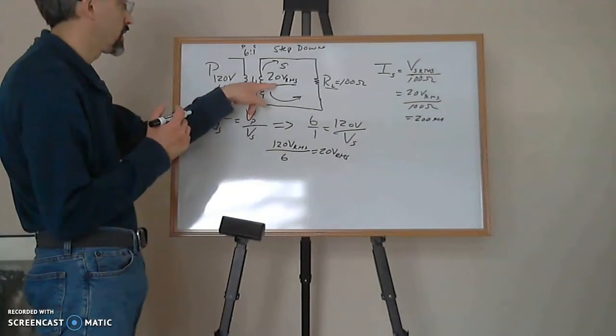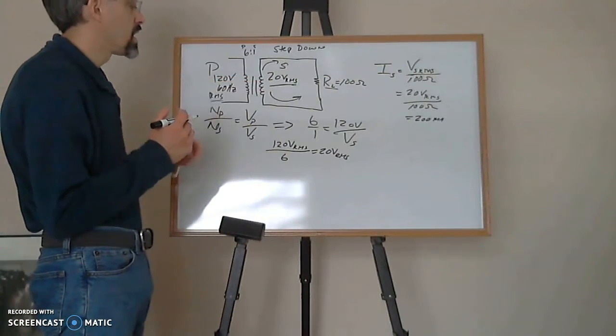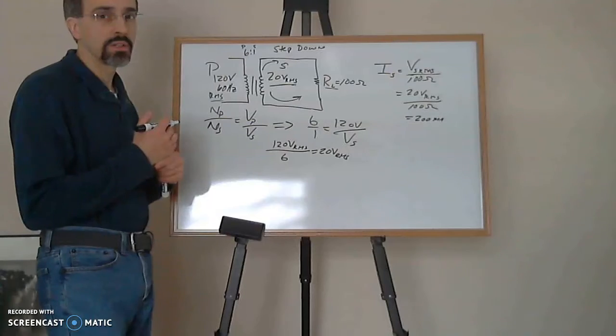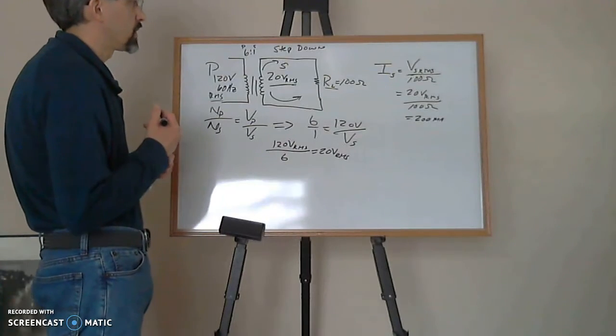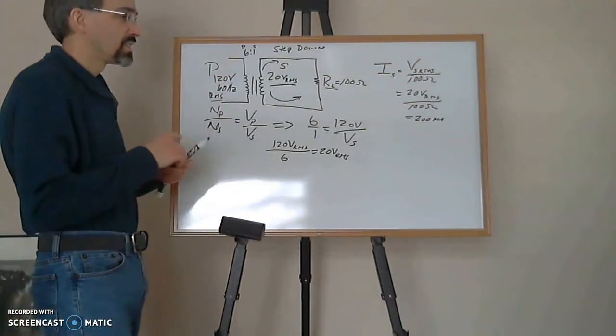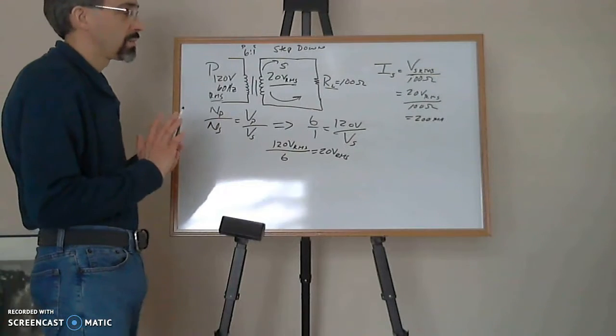We can see that this is definitely a step down because we've gone from 120 to 20. This is the most common type you'll see in industry. We do have step up transformers. Step up transformers are not as used as often, but they still can be used.